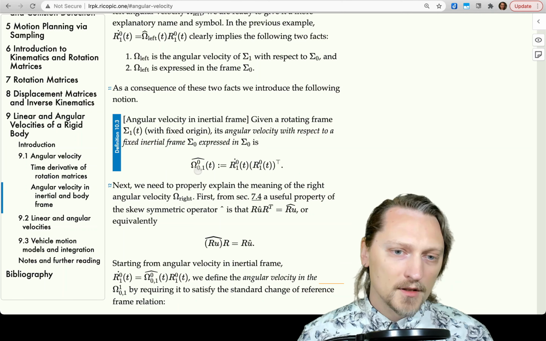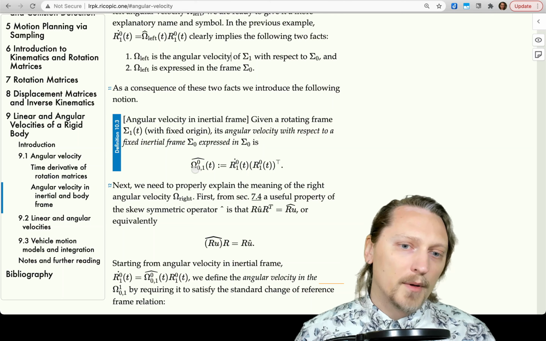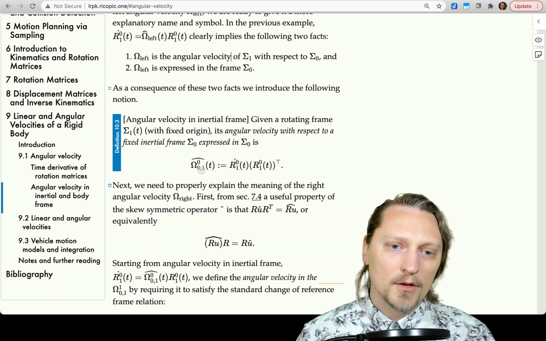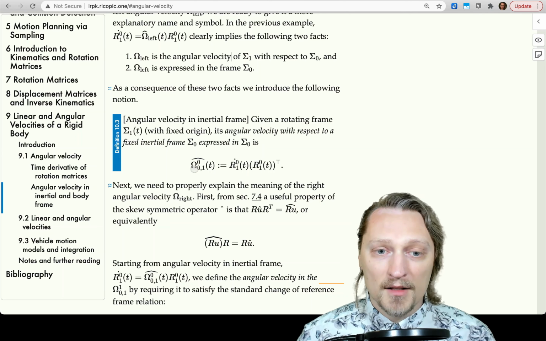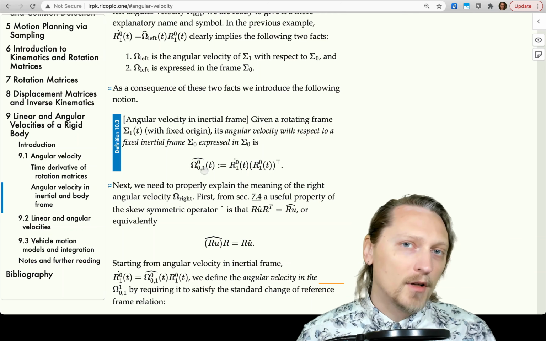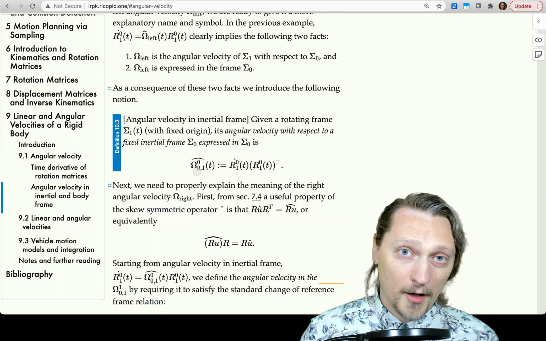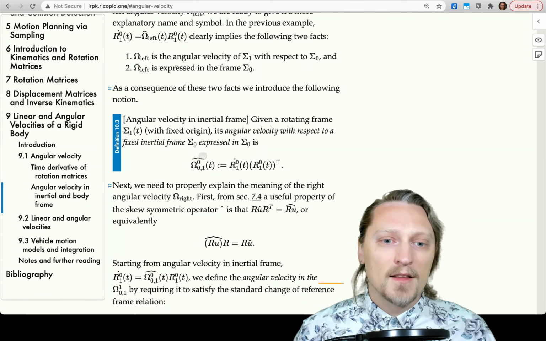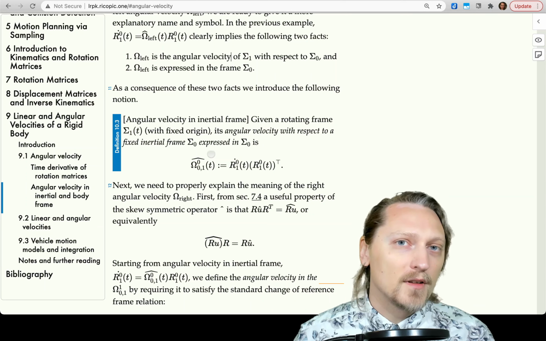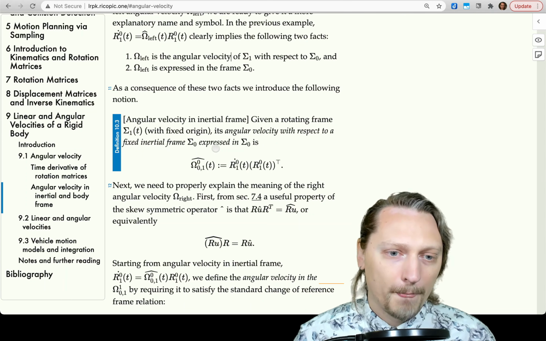Okay, so let's read out this notation. We have omega 0,1, which means the angular velocity of the 1 reference frame with respect to the 0 reference frame, expressed in the 0 reference frame. That's the superscript, expressed in the 0 reference frame.